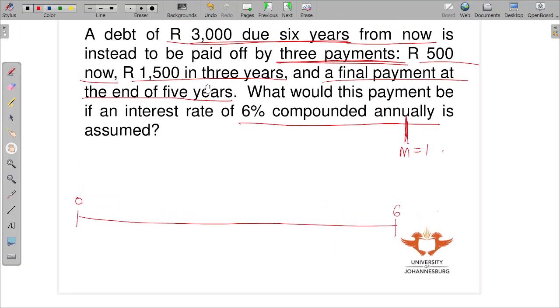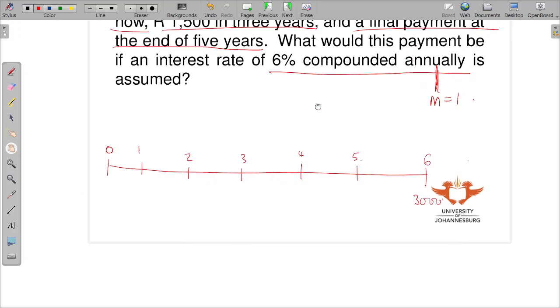Now, that is 3,000 due in 6 years. So I can write my 3,000 here. I can give this one 1, 2, 3, 4, 5. Now, instead it is to be paid off by this 500 now. So that 500 now will be 500 now.